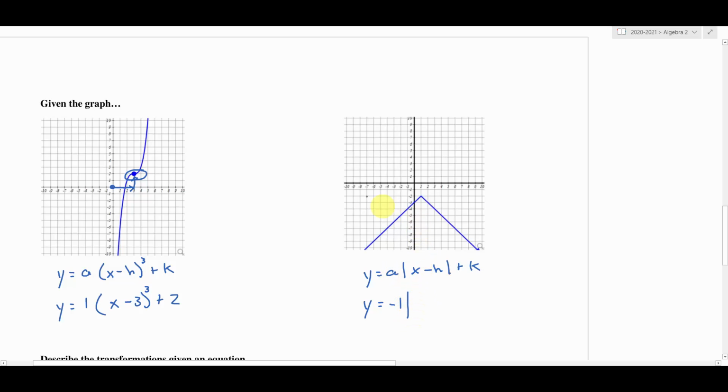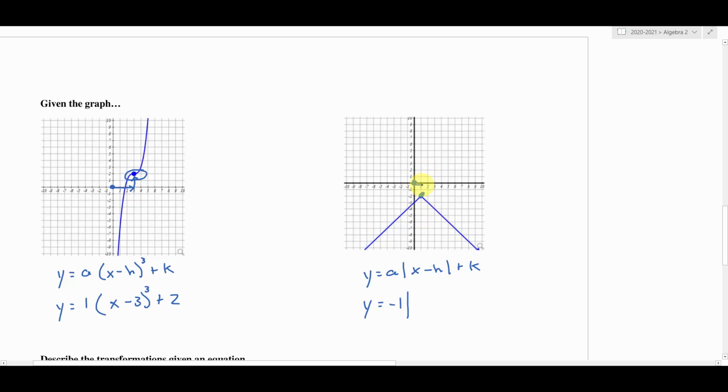And then I'm going to go find my locator point. The locator point is at the vertex of the V, so it's located right here. And remember, locator points usually start at 0, 0. So this one has been moved, and I need to track left and right, up and down. So I'm going to start with the left and right to get my h value.